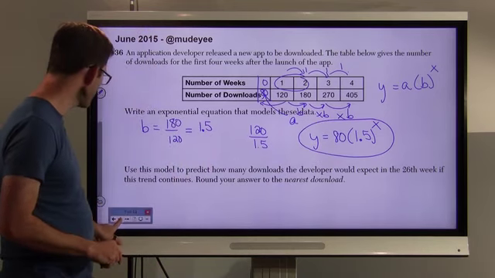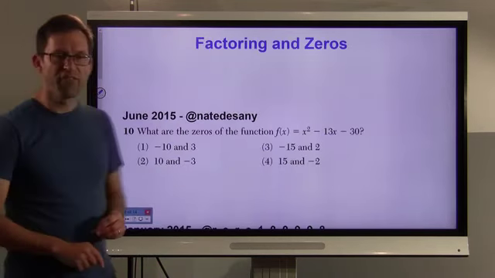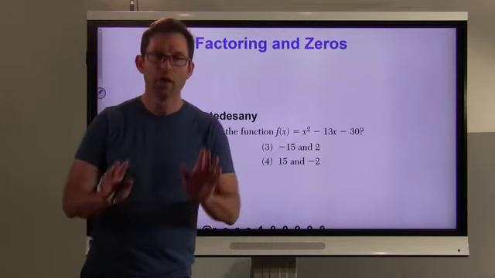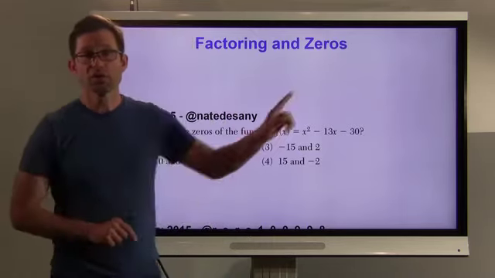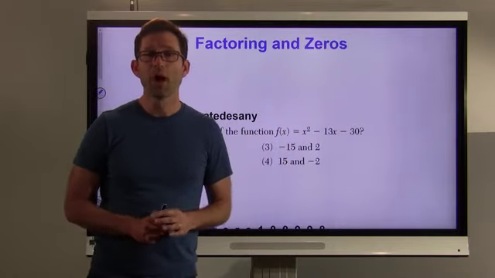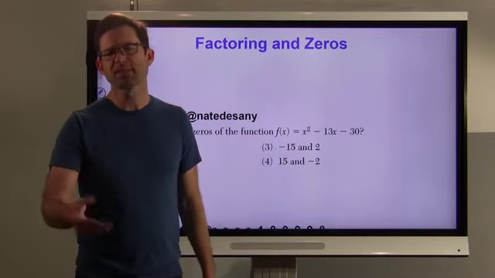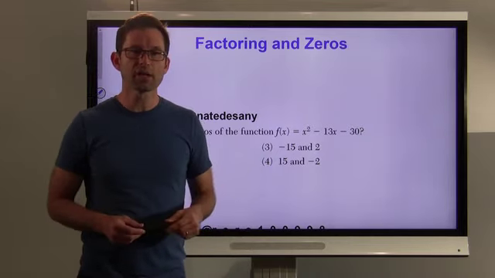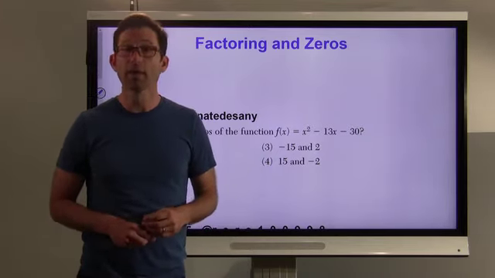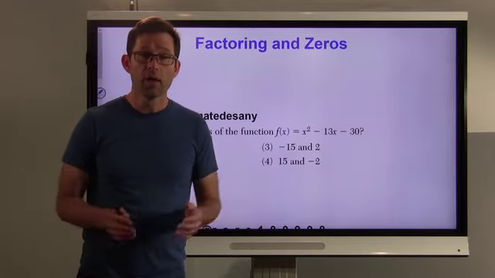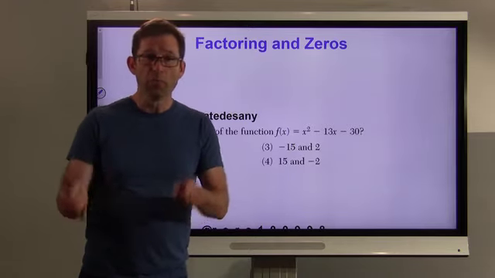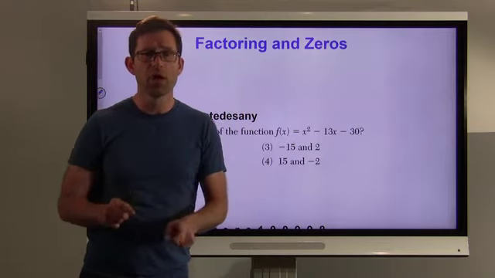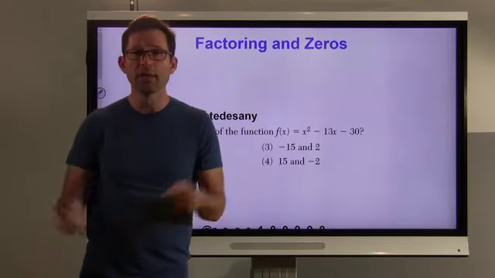Okay? What do we have next? Factoring and zeros. All right. So, first things first, just a zero. A zero is a value of x, typically. Let's just call it x. It's a value of x that makes an expression or a function equal to zero. That's it. It's a value of x that when you plug it into the function or into some kind of algebraic expression, the result of all that is zero.